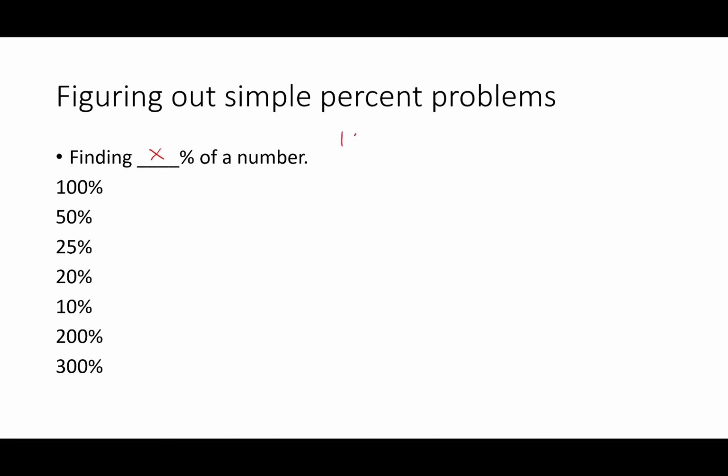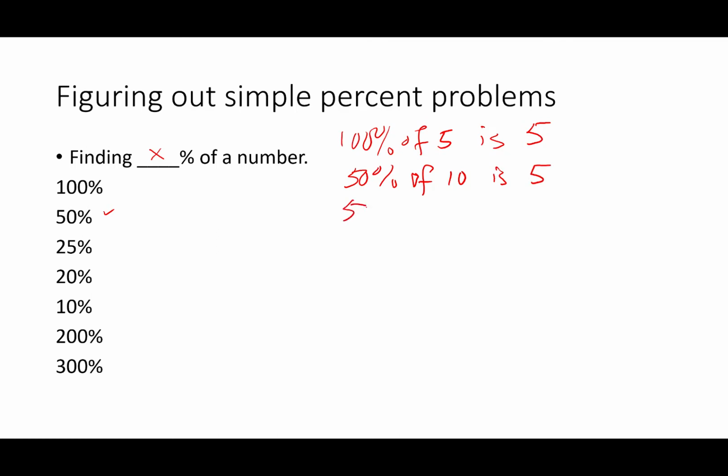Okay, for example, 100% of 5. What is that? Right? It's 5, right? So 100% means the number by itself. Okay. Secondly, if we look at 50%, 50% is really half. Okay. So for example, 50% of 10, right? You know that 50% of 10 is 5, right?